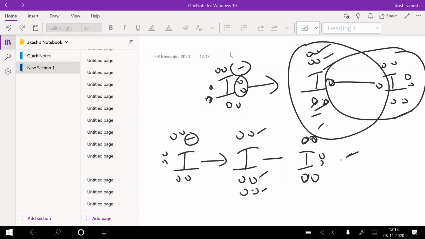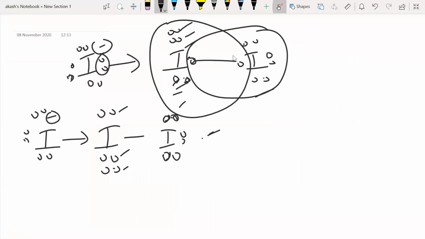I'll give you maybe a minute. Any questions? Sir, why can't we put the minus on the central iodine atom? Okay, we'll try that. If you want to try that, check.